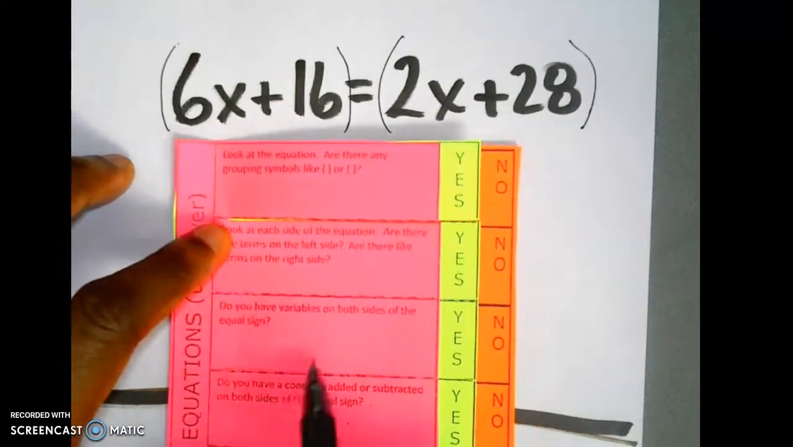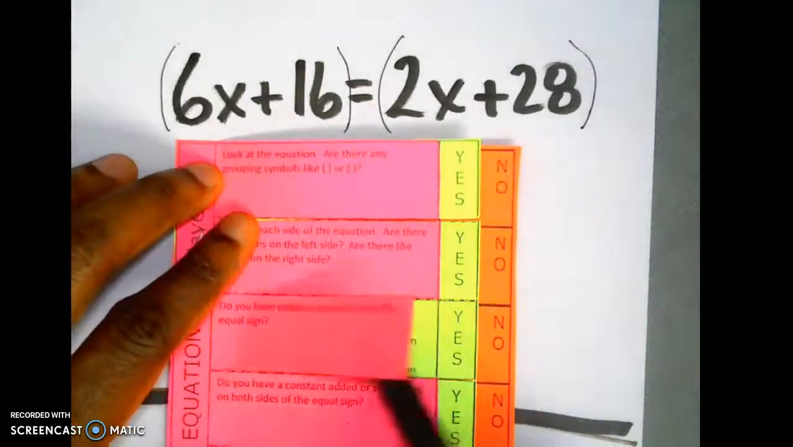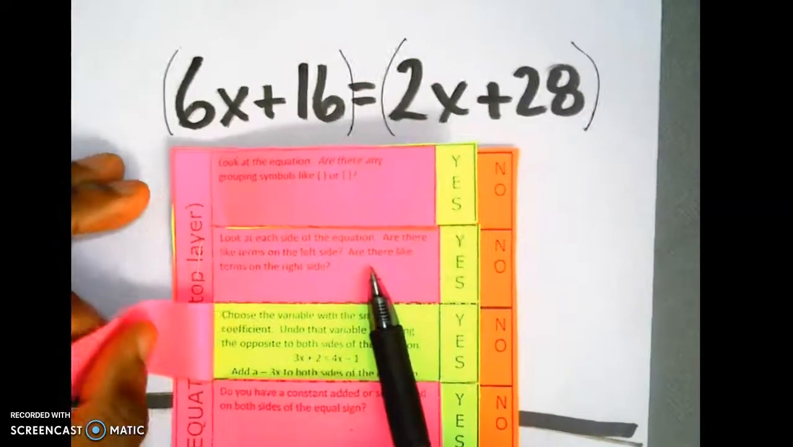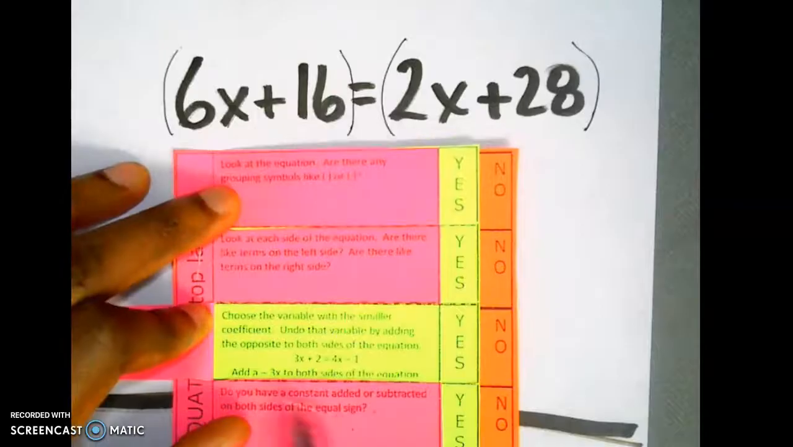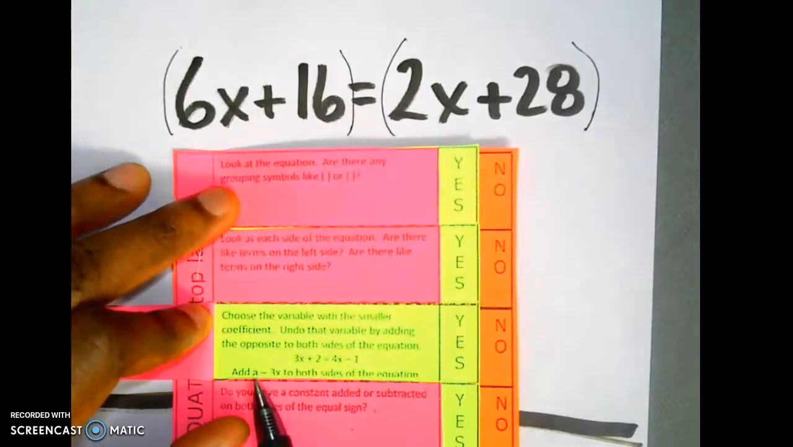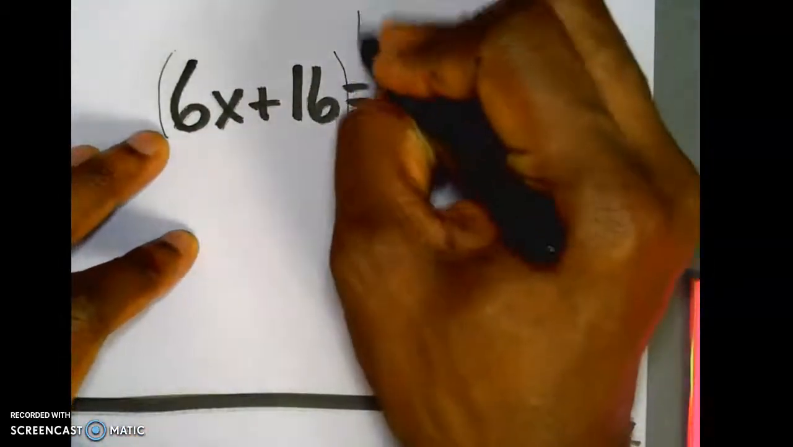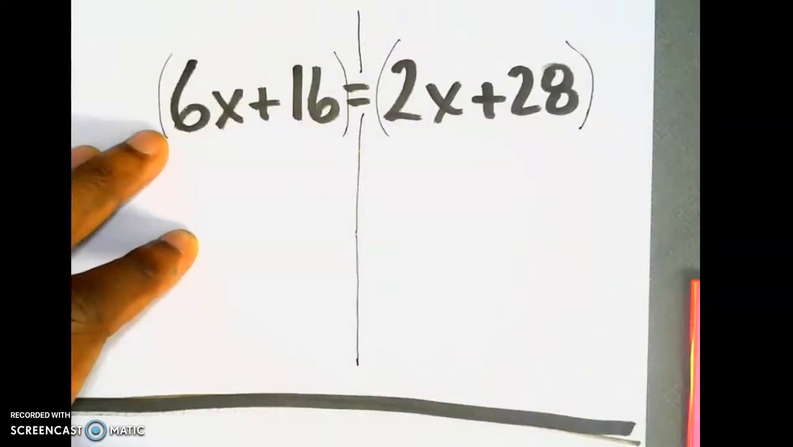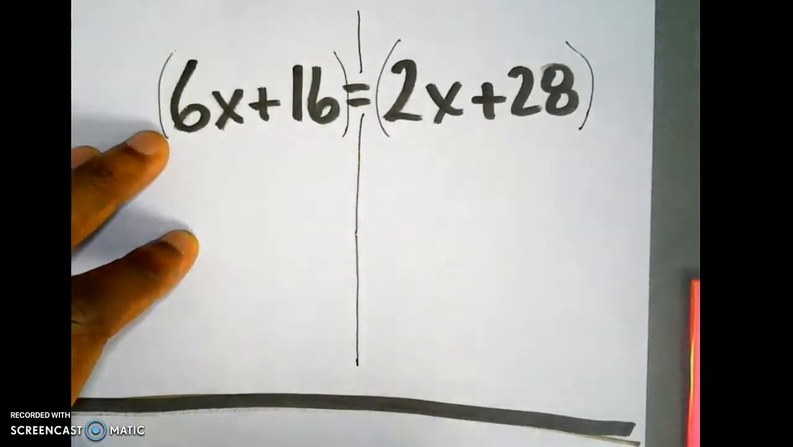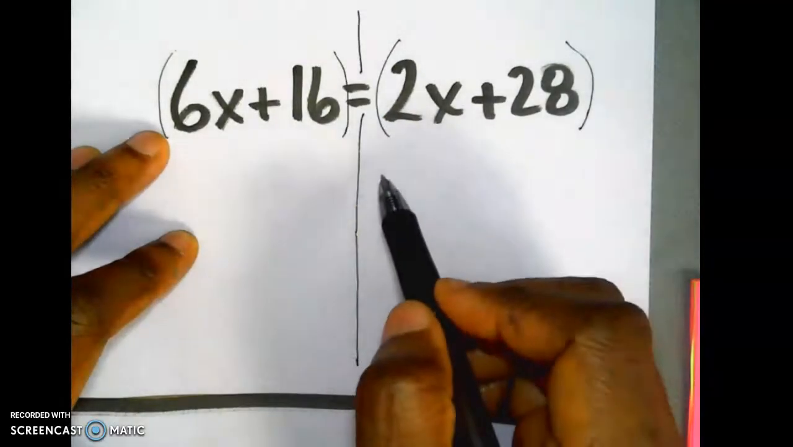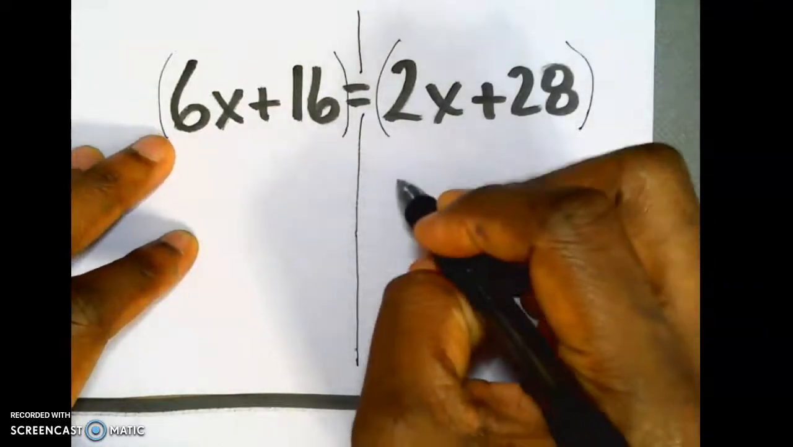Do you have variables on both sides of the equal sign? Yes, I do. So I'm going to pull this up, everybody. This says, choose the variable with the smaller coefficient. Undo the variable by adding the opposite to both sides. And I have an example there. So I'm going to push this to the side for a moment. I do have variables on both sides. I'm going to separate my two expressions. They told me to choose the coefficient that is smaller and do the opposite.